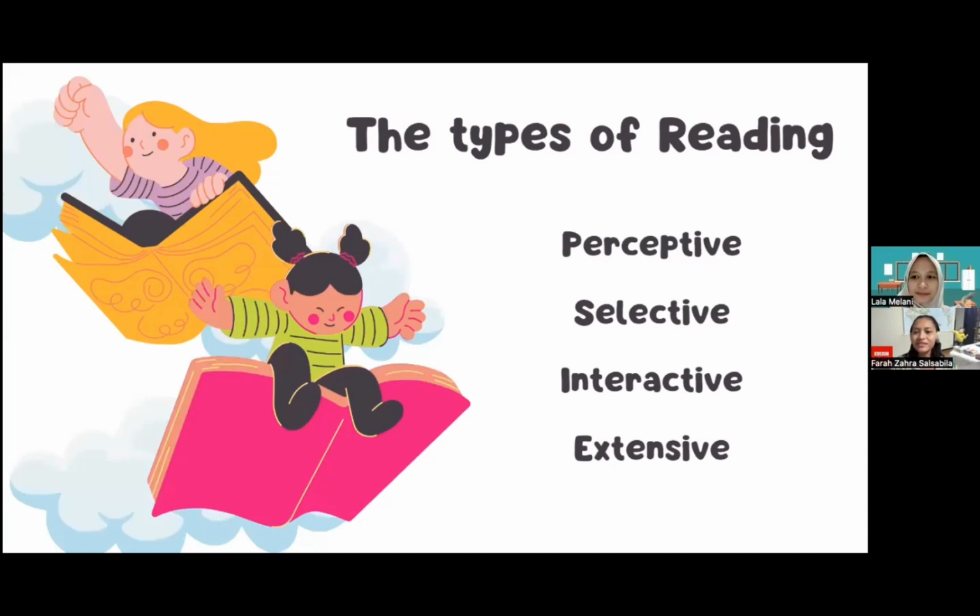So the first thing, the types of reading. We have four types. The first one is perspective, the second one is selective, the third one is interactive, and last but not least is extensive reading.